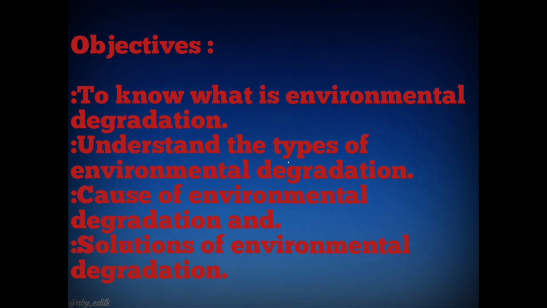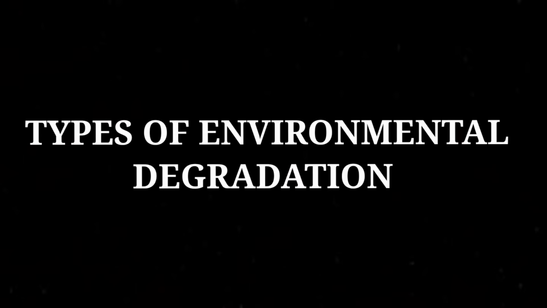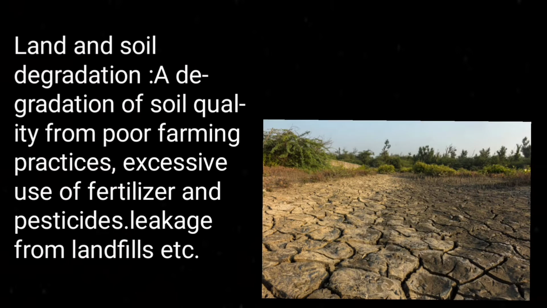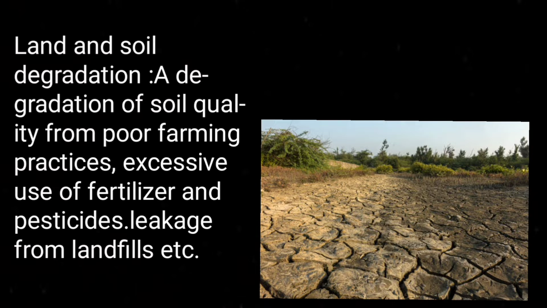Here are some objectives. To know what environmental degradation is. Understand the types of environmental degradation, causes of environmental degradation, and solutions to environmental degradation. Types of environmental degradation. First is land and soil degradation. A degradation of soil quality from poor farming practices, excessive use of fertilizer and pesticides, and leakage from landfills.